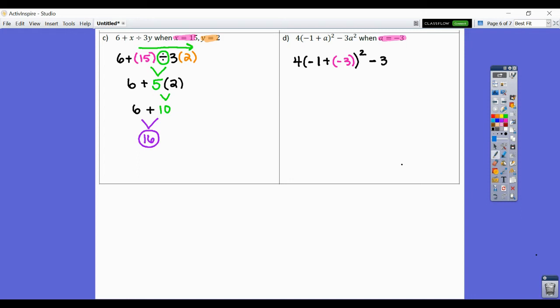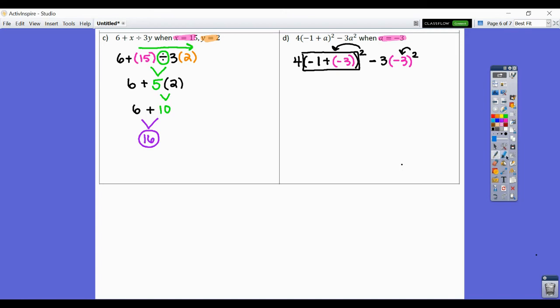Then I subtract 3 times a, which is now going to be replaced with -3, and I square it at the end. Now that -3 squared will apply to just that -3 here. But here the squared applies to the whole parentheses.